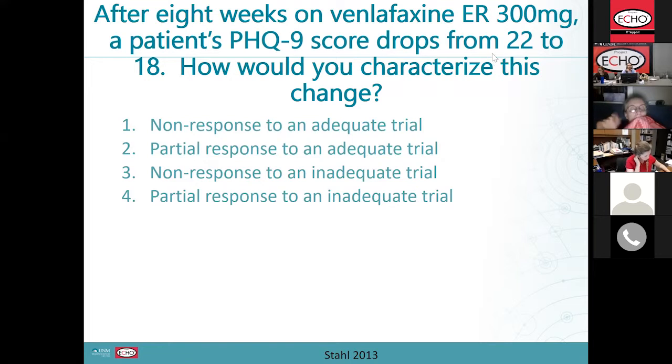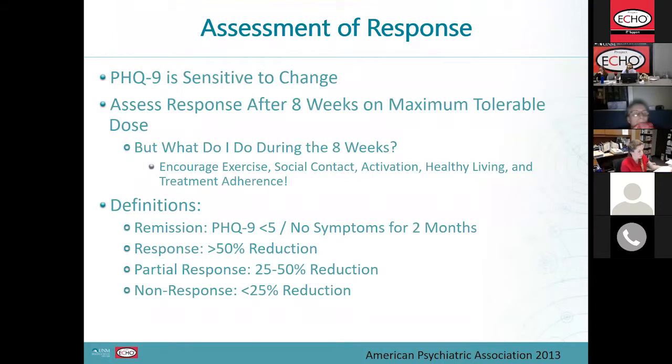So this drop is a 2-point drop, so it's less than 25% drop. So this is defined as a non-response. This is an adequate trial of medicine, robust dose of venlafaxine of 8 weeks. And so this is how we estimate the adequacy of previous trials as well. We assess how well the person responded to them. So assessing response after 8 weeks of maximum tolerable dose.